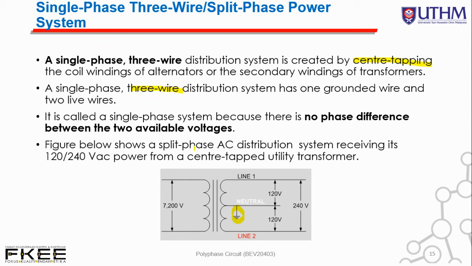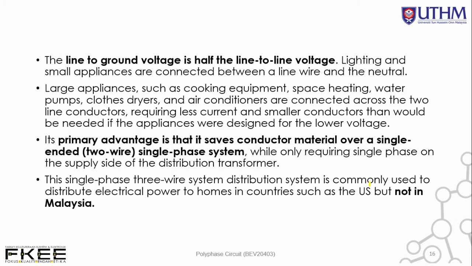The figure below shows a split phase AC distribution system receiving 120 or 240 VAC power from a center tap utility transformer. This is the primary part of the transformer, carrying 7,200 volts, which is stepped down into a three wire system. From line one to neutral it carries 120 volts, and neutral to line two carries another 120 volts. We sum up between line one and line two, so we get 240 volts. This is applicable not in our country, Malaysia, but in the US.